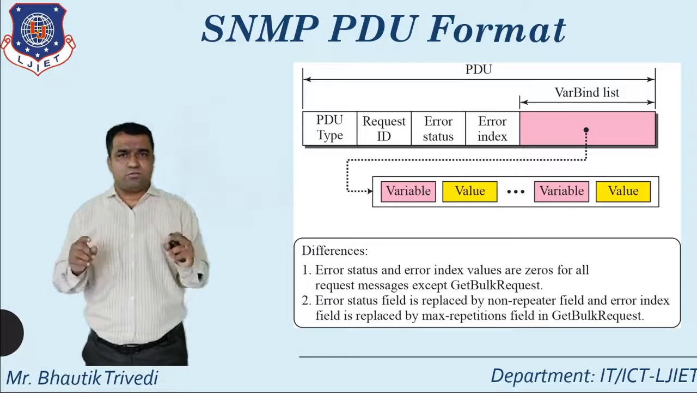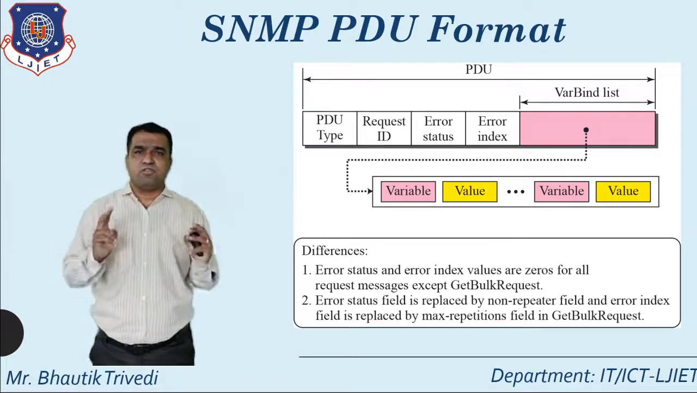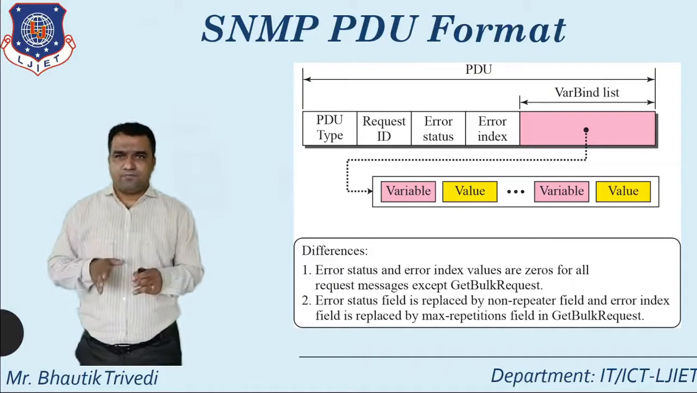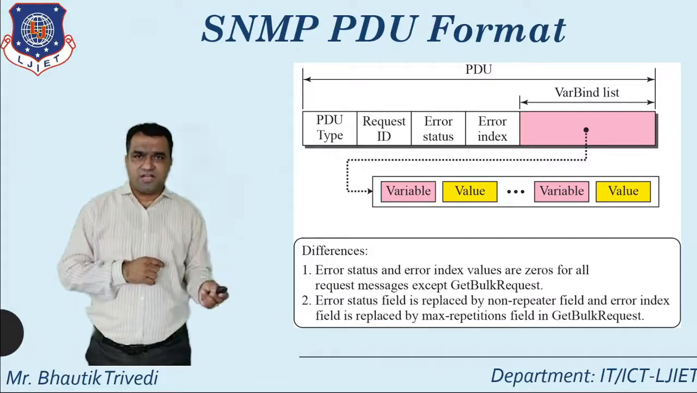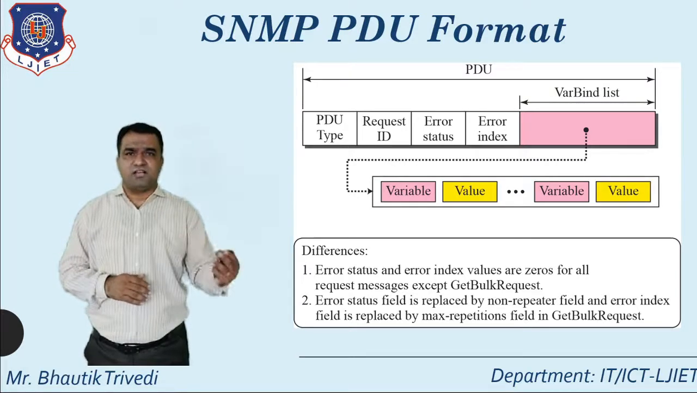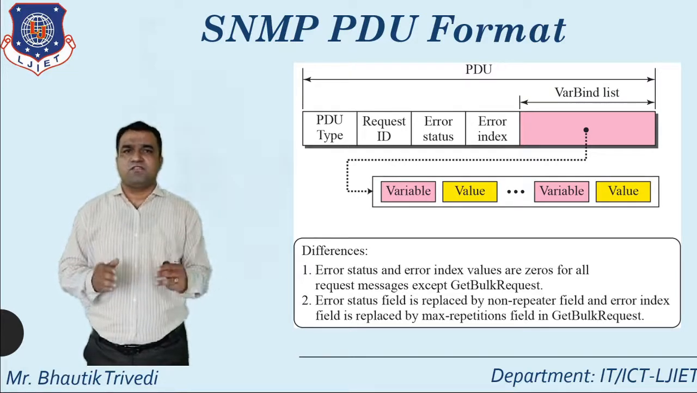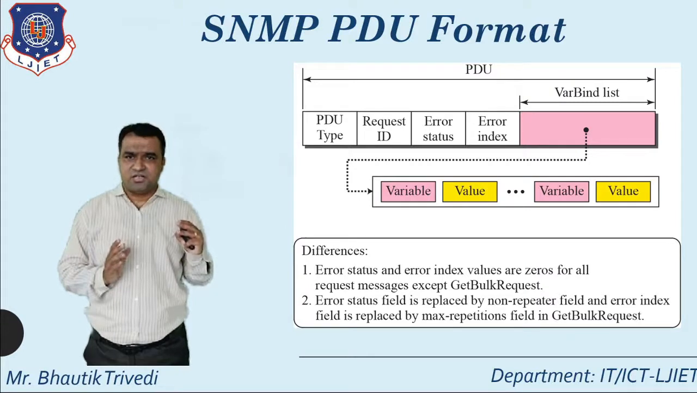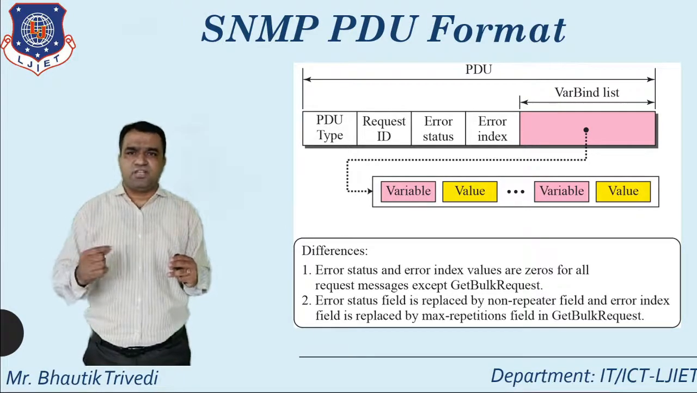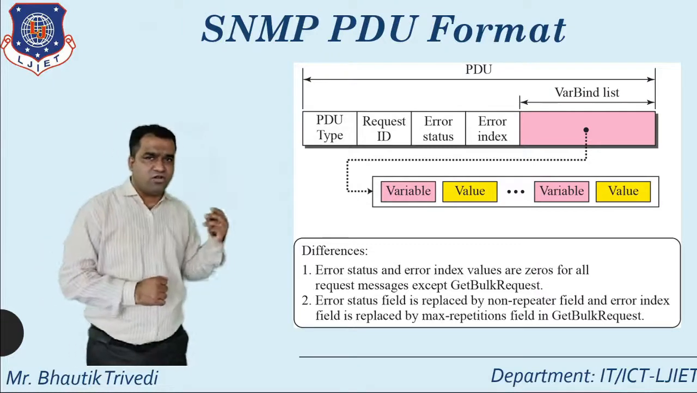Again I repeat, you must remember one thing: the PDU is divided into different components. First, the PDU type. Second, the request ID. Third, the error status. Fourth, the error index. And fifth, the variable bind list. And the variable bind list supports two components: first, the variable, and second, the value.